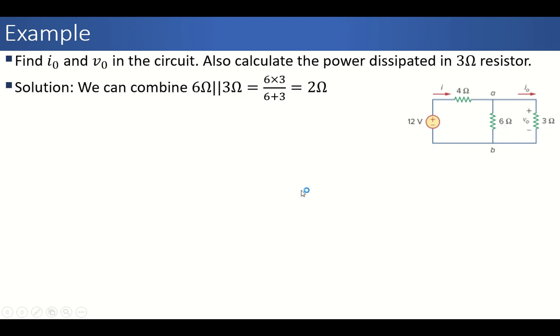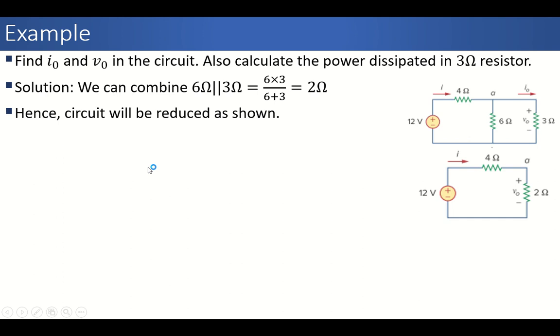So let's proceed. We can combine the 6 ohm and 3 ohm resistance. Obviously these are in parallel. Why are these in parallel? Because their starting point is A and their ending point is B. So they are actually in parallel. When two resistances are in parallel, we can simplify them using the formula product divided by sum of the resistances. So 6 multiplied by 3 divided by 6 plus 3. This will be 18 divided by 9, which is 2 ohm. So the equivalent of 3 and 6 will be a 2 ohm resistance.